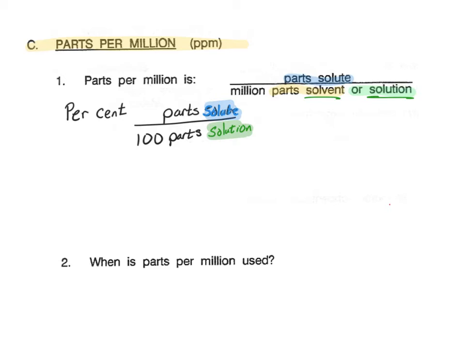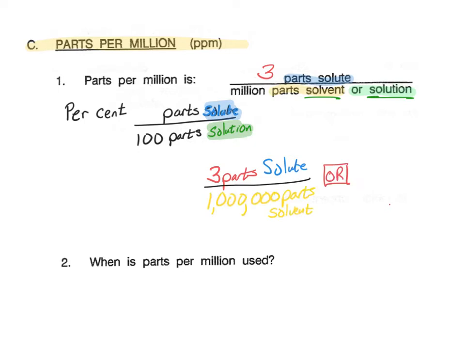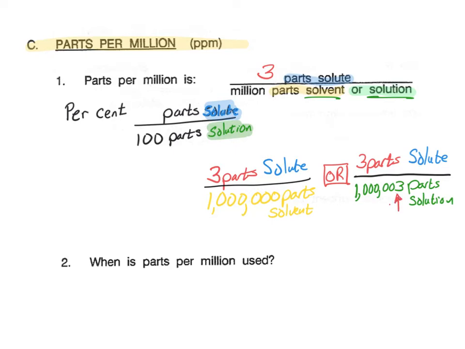So if I had something that was 3 ppm, that would tell me that I have 3 parts of solute per 1 million parts of solvent, or 3 parts of solute per 1,000,003 parts of solution, because remember, solution is adding the solute and the solvent together. Mathematically, on our calculator, we're going to get just about the same number. So this is the only one that we don't care if you use solvent or solution on the bottom.